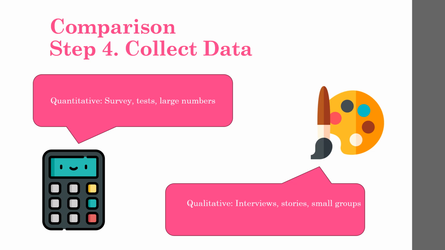Step number four, in collecting the data, you have certain approaches. If you're a qualitative researcher, you have to interview, tell stories, or use small groups. That's qualitative because you're talking about quality. Your approach is to get the quality of that data, those stories, that research. However, when you are doing quantitative research, on the other hand, you are getting surveys, you are getting test scores, and it needs large numbers of data. Unlike with qualitative, where a small group is preferable.